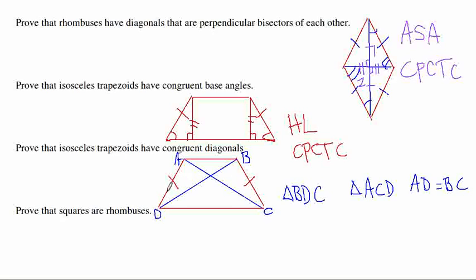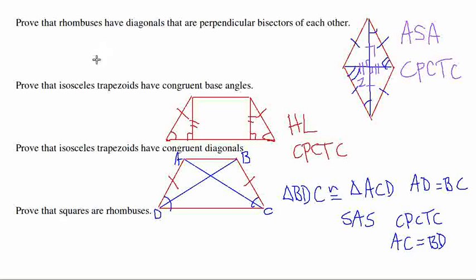Okay, and furthermore, we know that the base angles of isosceles trapezoids are congruent. So therefore, I know that those two triangles are congruent using the SAS theorem. All right, so because we know that they're congruent, we can use CPCTC to assert that AC is equal to BD. Therefore, the diagonals are congruent.